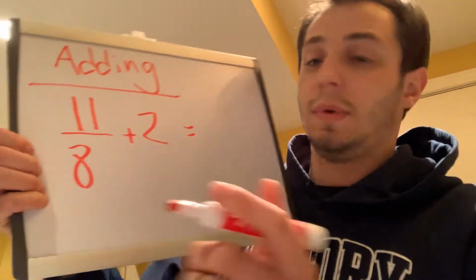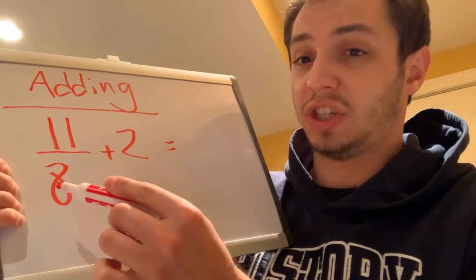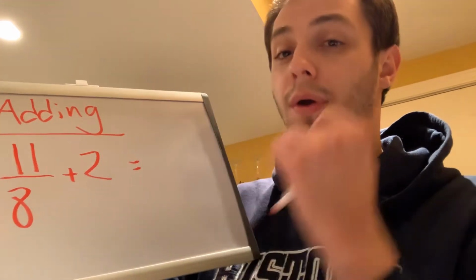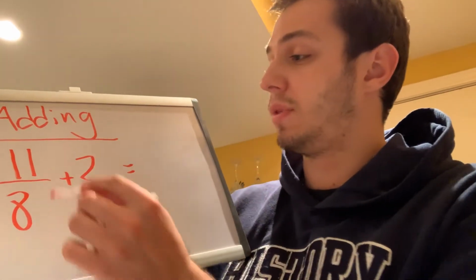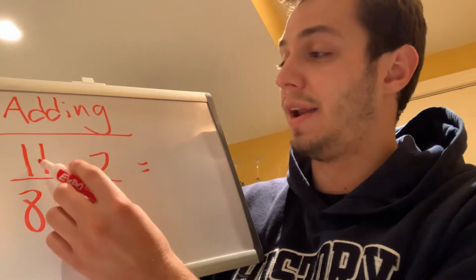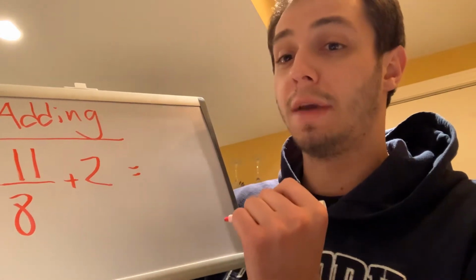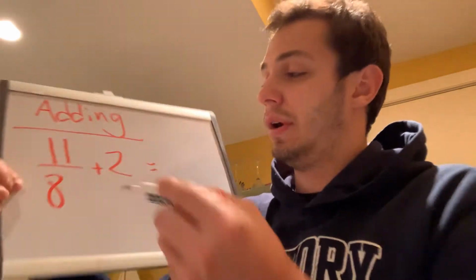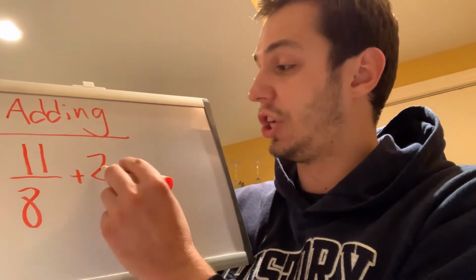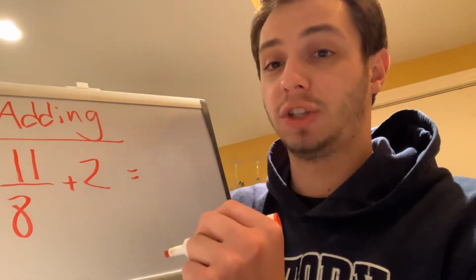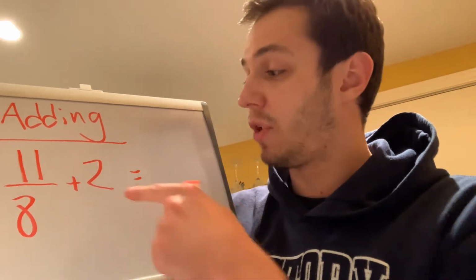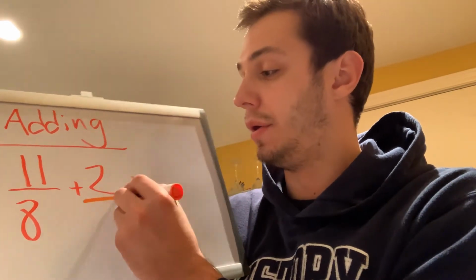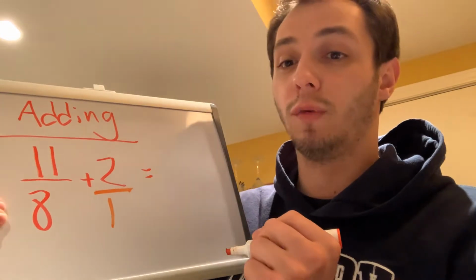We have our fraction and we have a whole number. We've talked about this before, that I cannot add a fraction with a whole number. They both need to be a fraction. So what I'm going to do, I'll use a different color, is change this whole number into a fraction. Remember that every whole number is over 1. So I'm going to put the 2 over 1.